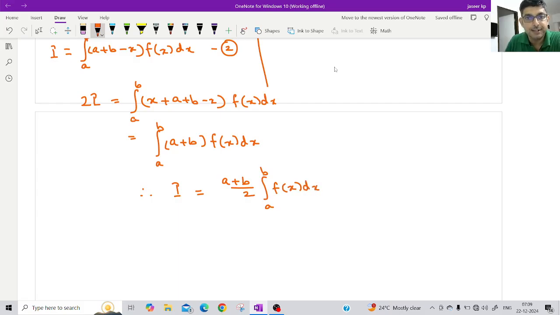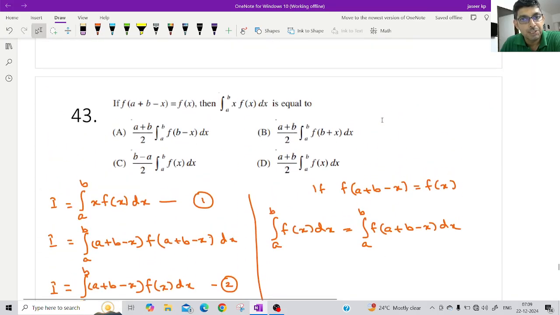So this is the answer. I is equal to (a + b) by 2 times integral a to b f of x dx, which is option D.